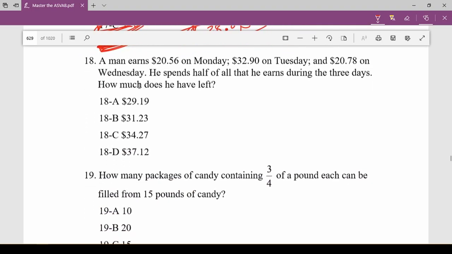Okay, number 18. A man earns $20.56 on Monday, $32.90 on Tuesday, and $20.78 on Wednesday. He spends half of all he earns during the 3 weeks. How much money does he have left?